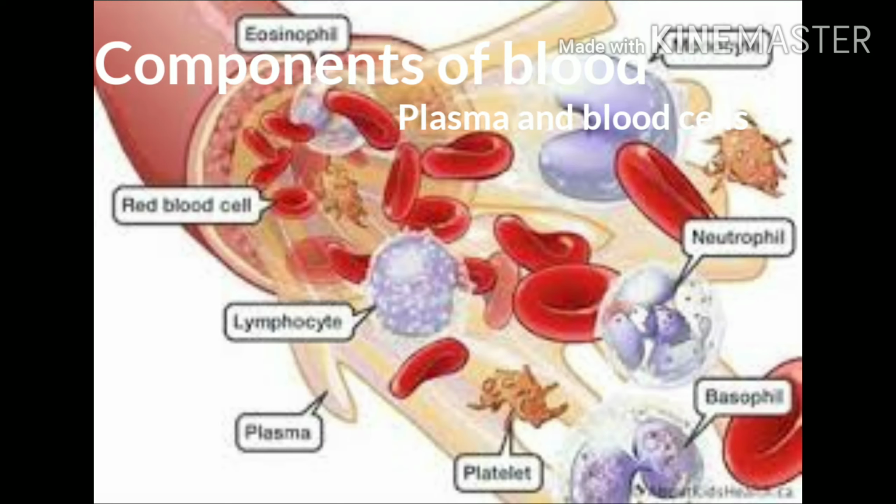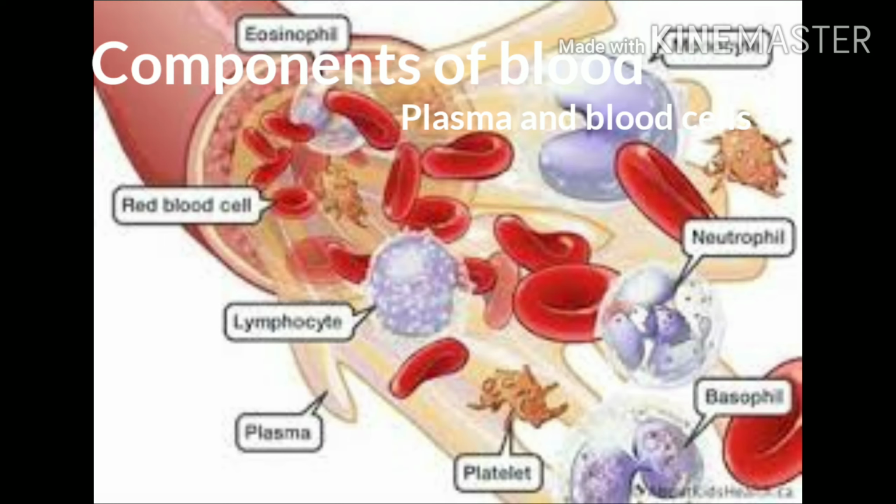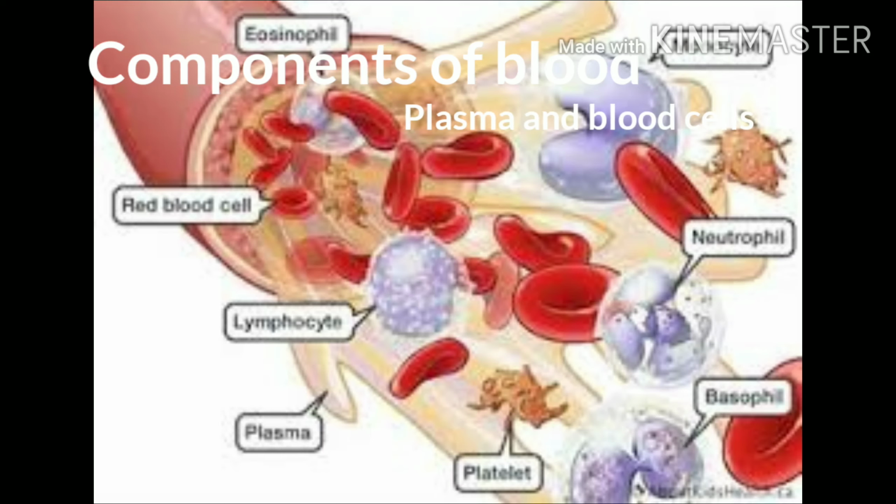The plasma is the liquid part of the blood which mainly comprises of water, almost 90%, and also it has some dissolved substances such as protein, digested food, common salt, waste products, etc. Along with the plasma, there are three kinds of formed elements. Now these are called formed elements because they are formed from the red bone marrow.